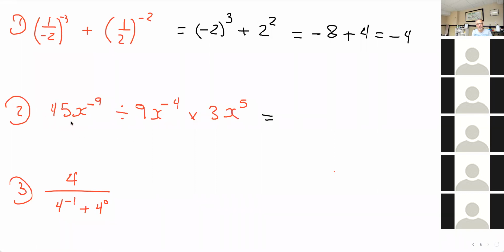The first thing we have to focus on is the 45, the 9, and the 3. That's just normal. 45 divided by 9 is 5, times 3 is 15. So you have 15. And now you focus on the x's. -9 minus -4 becomes -9 plus 4. And then multiplying, so you add the 5. Therefore, that's -5 plus 5, which is 0. So that becomes x to the 0.